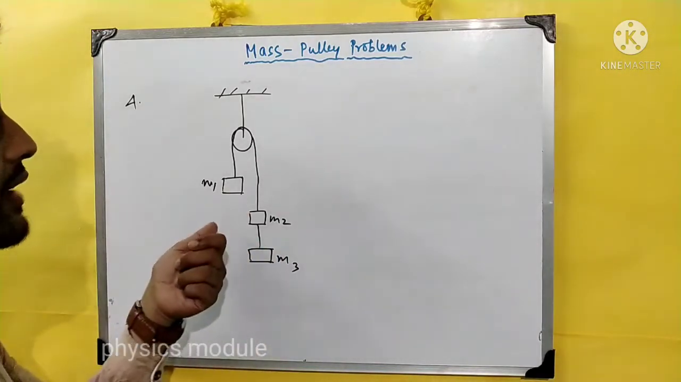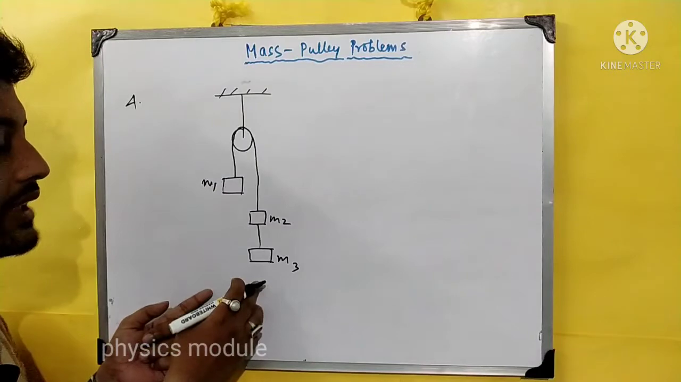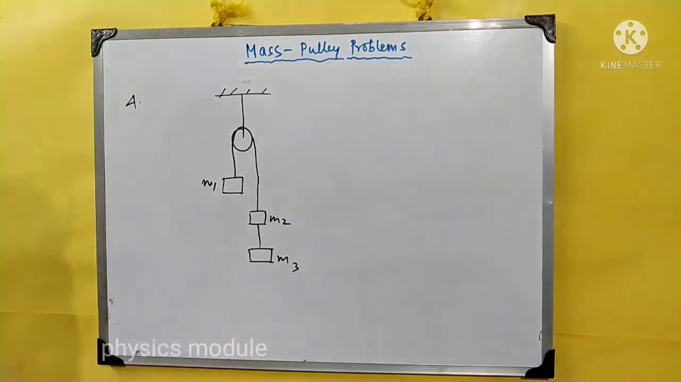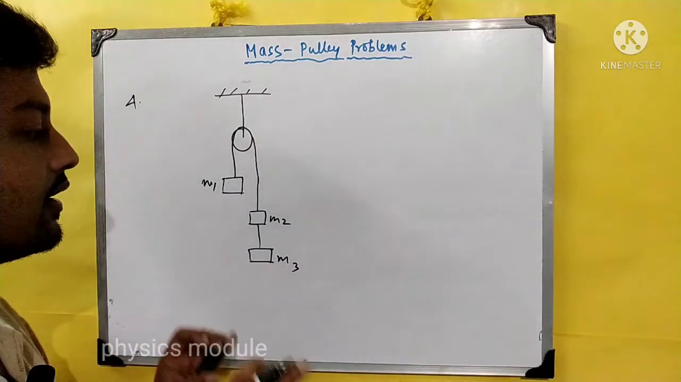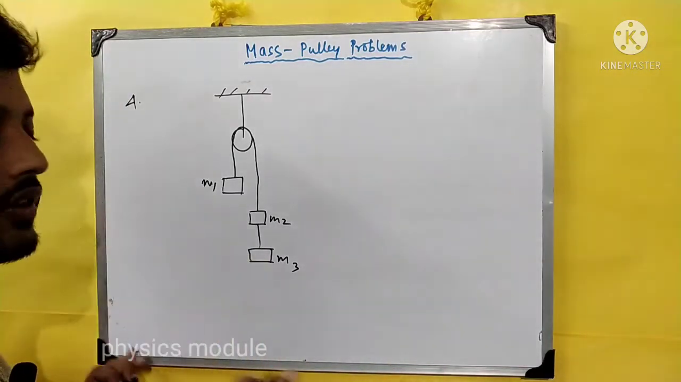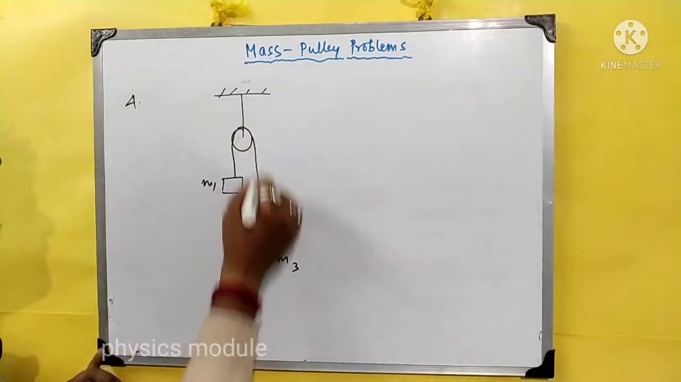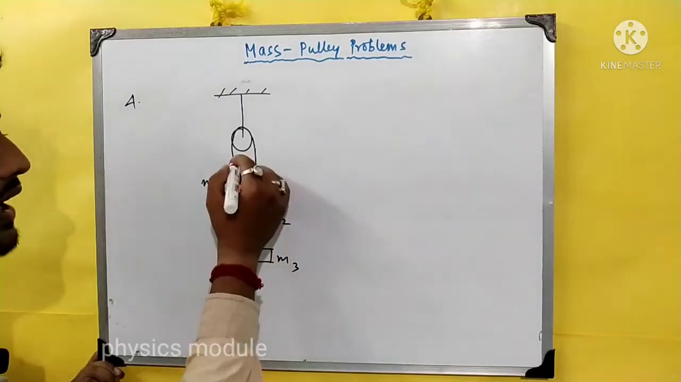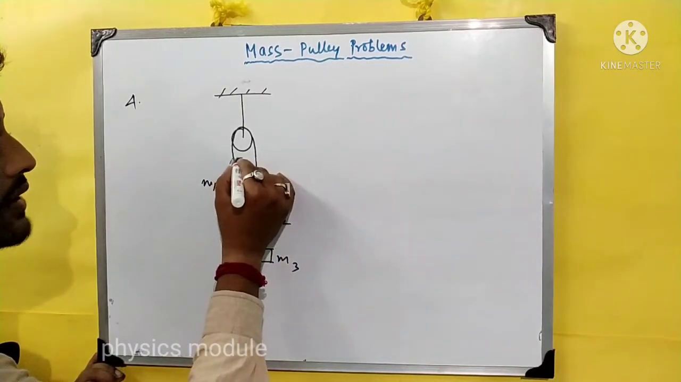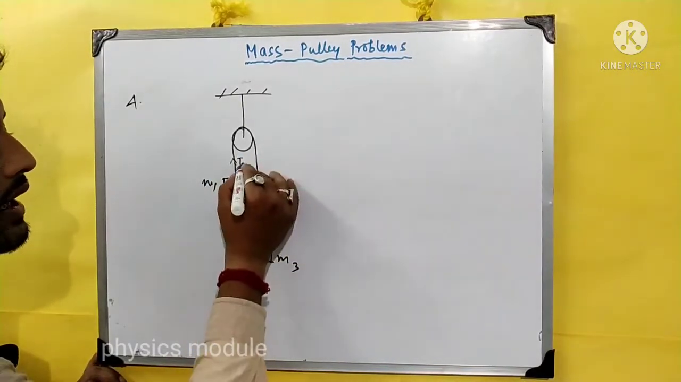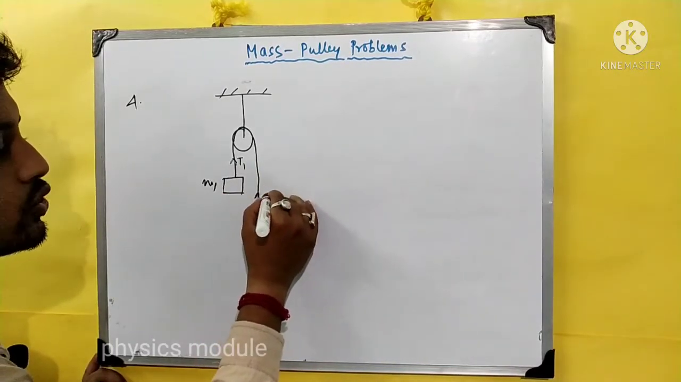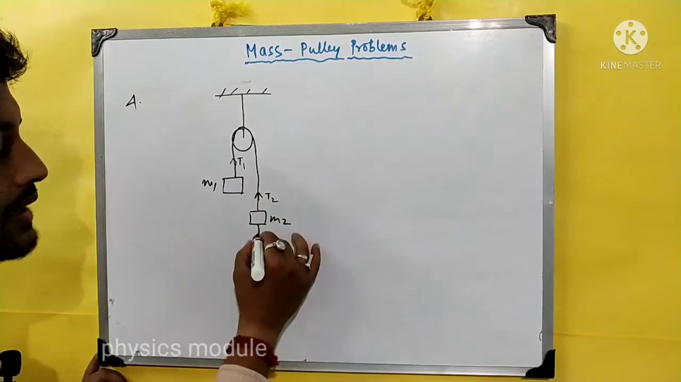All the masses were tied with a pulley. But in this case, another mass is tied with this M2. How will this be solved? So let us take the directions of tension force first. So this is a single string. So tension will be the same for all the masses, and it will be away from the mass. Let us take this as T1, this as T2, and this as T3.